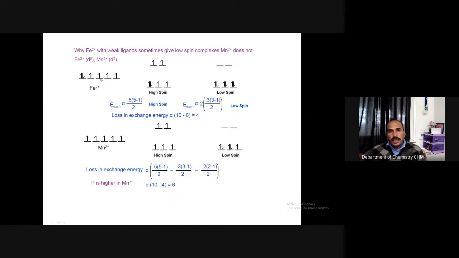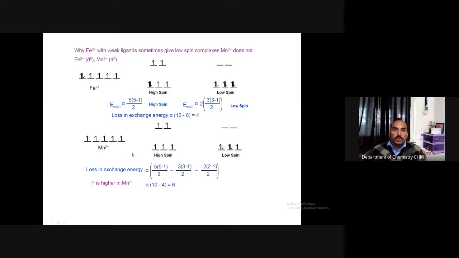However, the loss is less. If you find out here, it will be 4. In this case, it is 6. So in this case, the loss of exchange energy is less if you go from a high spin to a low spin case. Loss is only 4. However, in this case, loss is 6. So that is why iron 2 can easily give low spin cases.